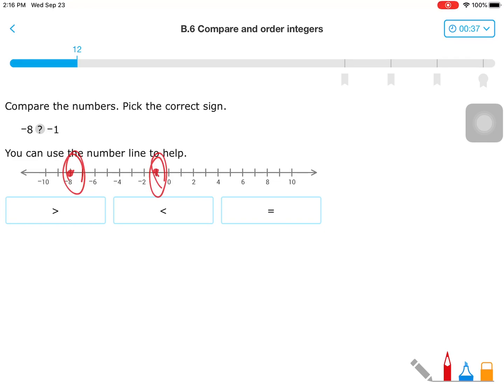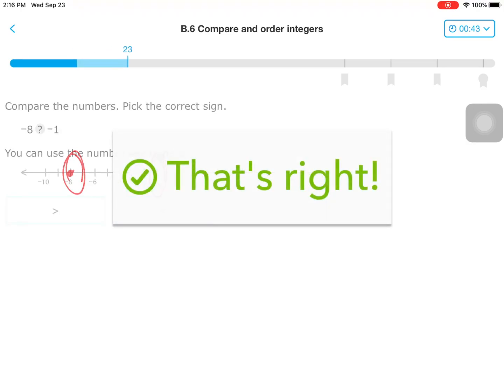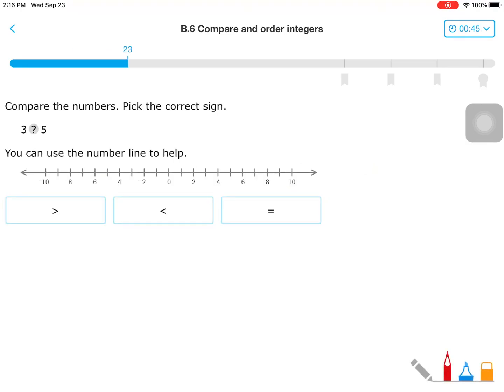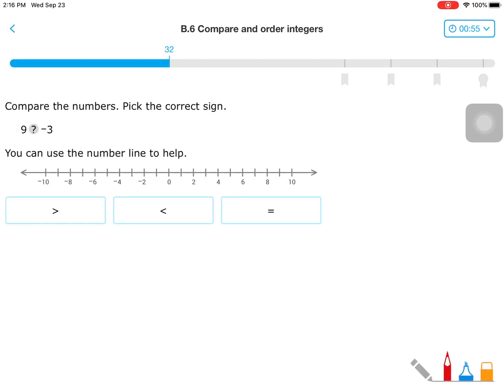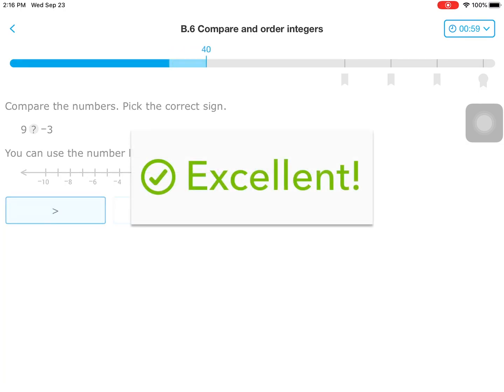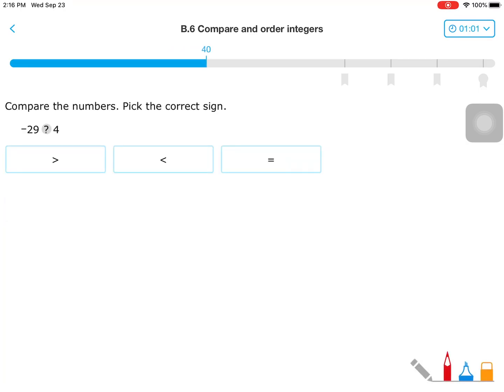So -1 is actually closer to 0. So that makes it the bigger valued number. And when you're negative, you actually want to be smaller. When you're positive, you want to be bigger. So 3 versus 5, it's better to have $5 than 3. Would you rather have $9 or owe 3? That's how I see positives and negatives.